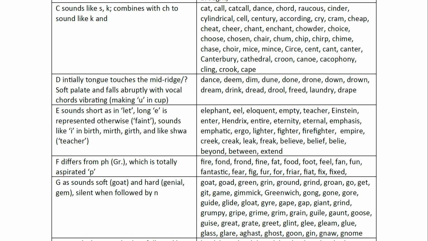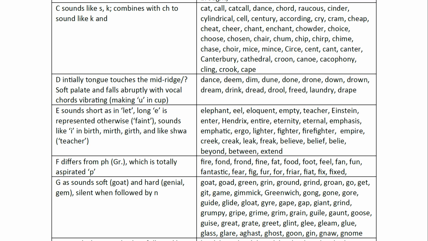Cheat, cheer, chant, chowder. Chowder or chowder? You'll have to look it up. Beg your pardon. Chowder. There's a chapter called Chowder in Dickens' novel David Copperfield. Copper, yeah, that's another color sound. Let's see. Choice, choose, chosen. All forms of the same.